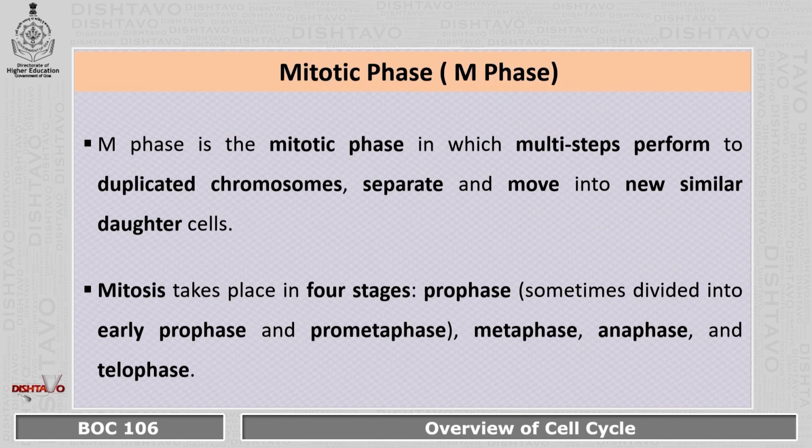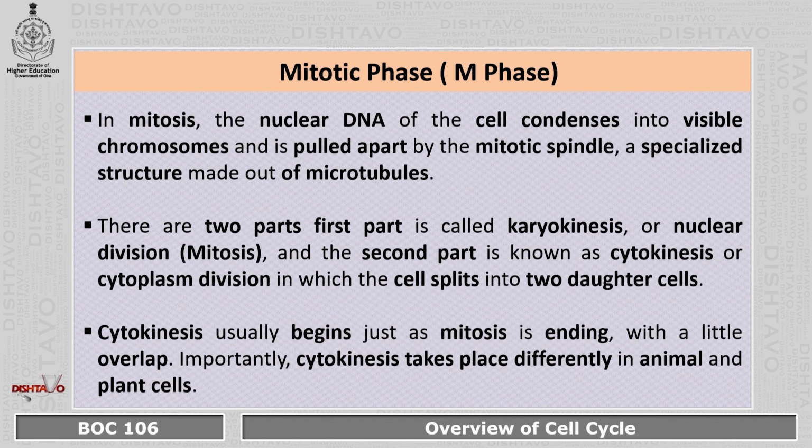Let us see the mitotic phase. M phase is the mitotic phase in which multiple steps are performed to duplicate chromosomes, separate them and move them into the new, similar daughter cells. Mitosis takes place in four stages: prophase, sometimes divided into early prophase and prometaphase. Then it goes into the metaphase, anaphase, and the telophase.